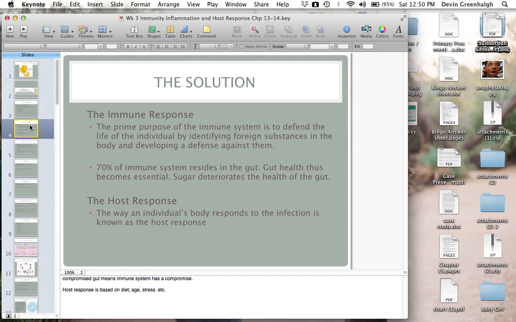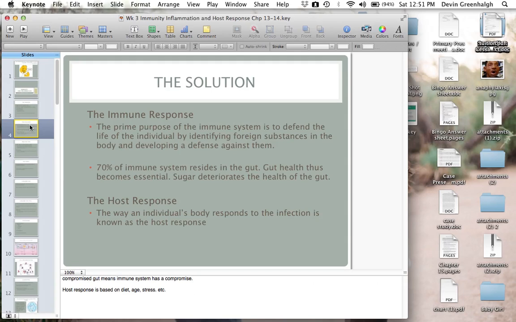So, because of all this bacteria, we have what's called the immune response, or immunity. The prime purpose of the immune system is to defend the life of the individual by identifying foreign substances in the body and developing a defense. How much of the immune system lies in the gut, or the gut health? 70%. 70% of the immune system is in the gut health.